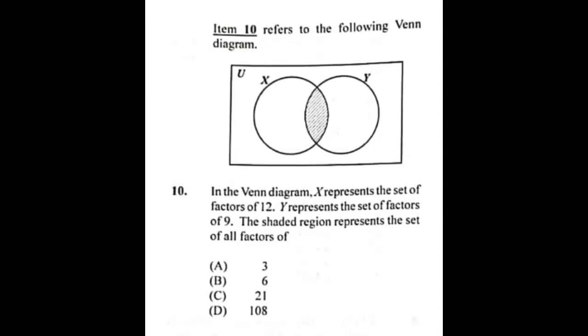Number 10 now, it says X represents a set of factors. So this one here is factors of 12, right? And Y is actually factors of 9. So we're looking at what's in the middle here, which would be the factors of both 9 and 12. Now the factors of 9 and 12 would actually be 1 and 3, which are really the factors of 3. So the answer for 10 would be E.